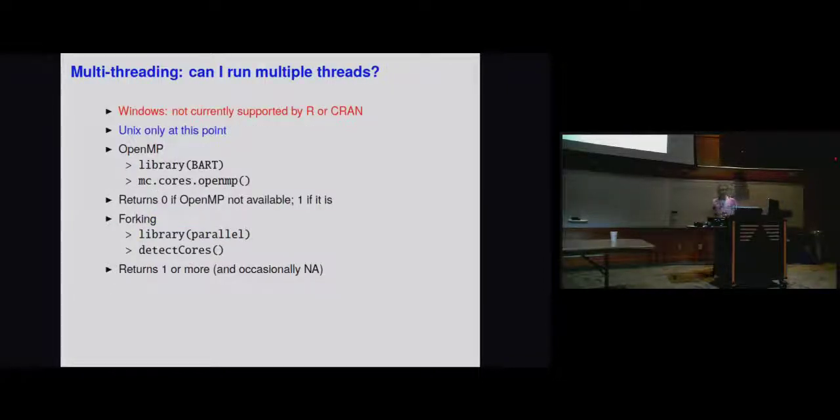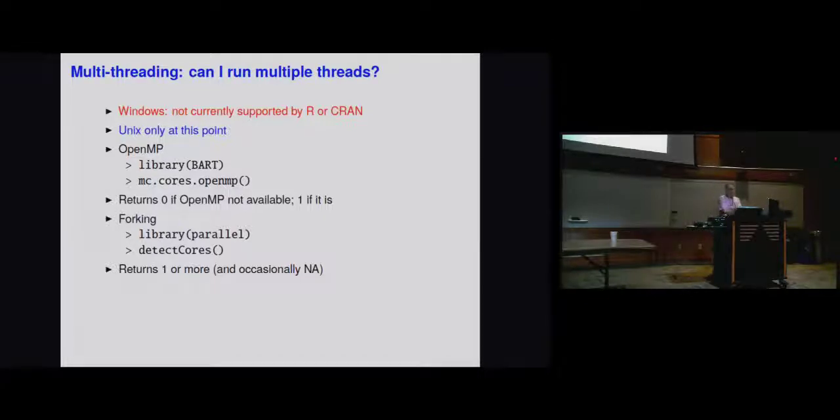All right, so like I said, Windows is not currently supported by R or CRAN, so it's Unix only at this point. Okay, so OpenMP, if you load the BART library, we've created a function that tells you whether OpenMP exists based on that C preprocessor definition that I was talking about. So it returns a 0 if OpenMP is not available and a 1 if it is.